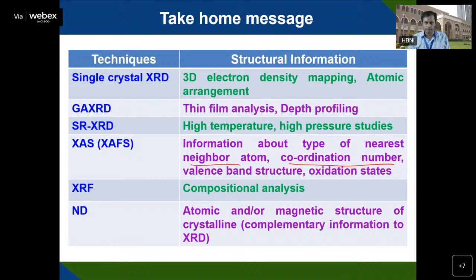But in the case of XRF, X-ray fluorescence spectroscopy, you are able to get the compositional analysis, what is the concentration of each element present in the particular system. Those things you can identify in the case of XRF. But in neutron diffraction, you can get the atomic and the magnetic structure of crystalline materials, which is complementary to the XRD technique.